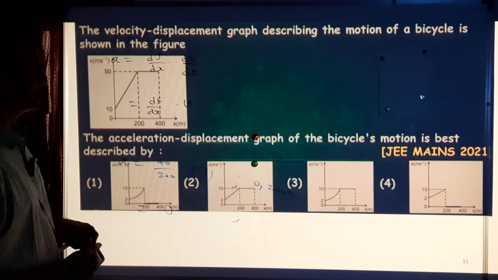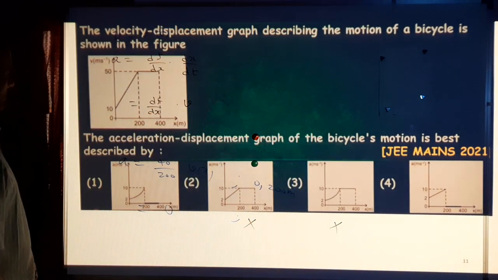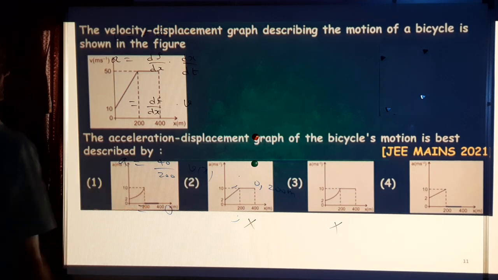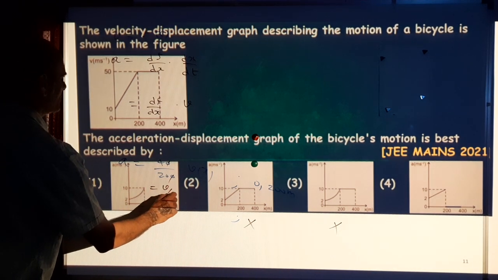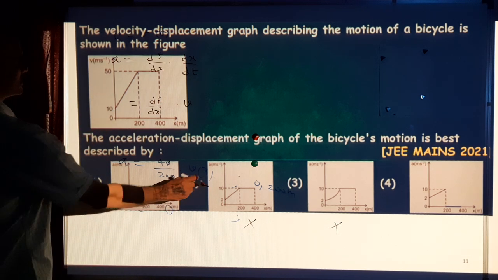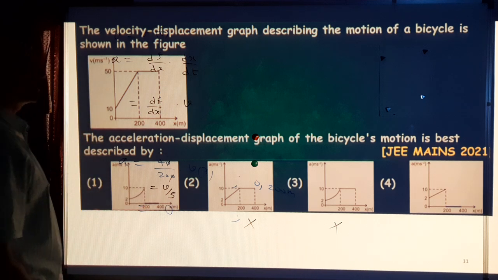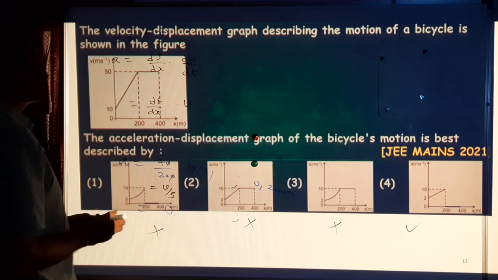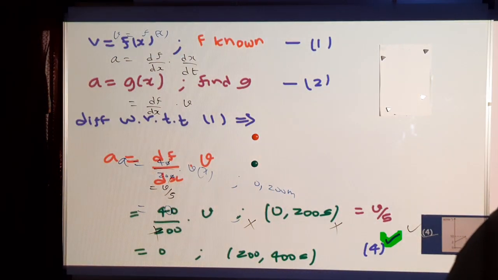So for the second part it is 0, so these two options can be ruled out. This is not true, this is not true. And for the first part, the answer is velocity into this slope, which is 1 by 5. So it's V by 5. So if V is 10, 10 by 5 is 2. And it should be a straight line because this thing is a straight line. This is just a number, 50 by 5 is 10. So 4 is the correct option. E is also not correct. 4 is the correct option.